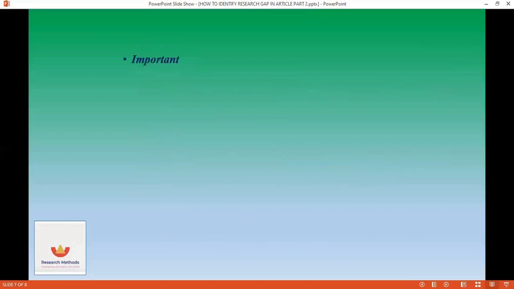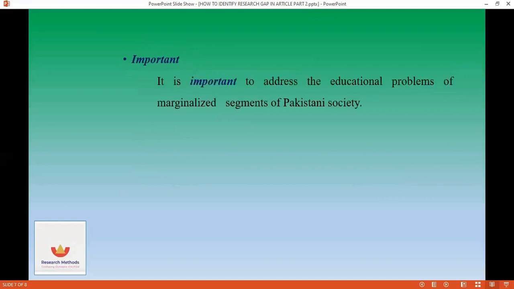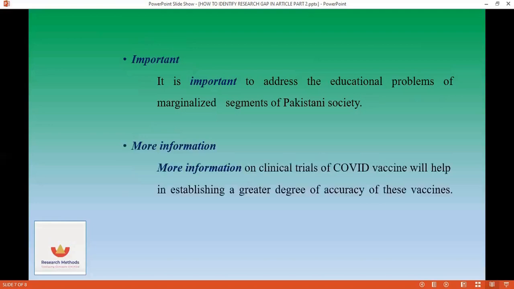Sometimes some authors use the word "important" to report about the research gaps that are present in their studies. If you find a sentence like this: it is important to address the educational problems of marginalized segments of Pakistani society, you need to understand that it is a research gap. "More information." More information on clinical trials of COVID vaccine will help in establishing a greater degree of accuracy of these vaccines. Here, the phrase more information is indicating that it is a research gap.